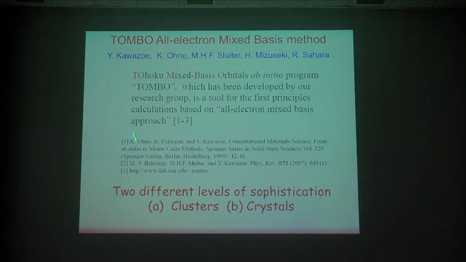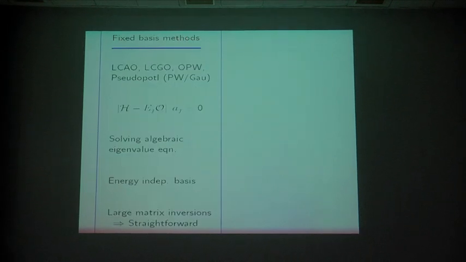Now it has been developed in two different levels of sophistication. Initially it was developed for clusters, and later on the next version of it which is available is for crystals. So for clusters there is a version which is relatively, I think, faster, and then the crystals. So the clusters and crystals versions are both available for the TOMBO all-electron mixed basis method, which is a kind of a conglomeration of the plane wave and the atomic orbital.